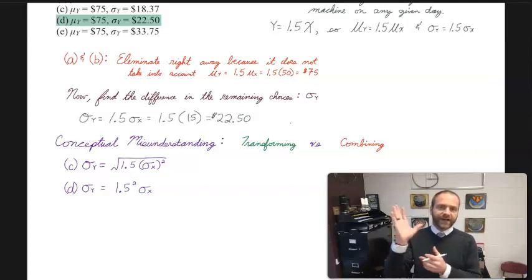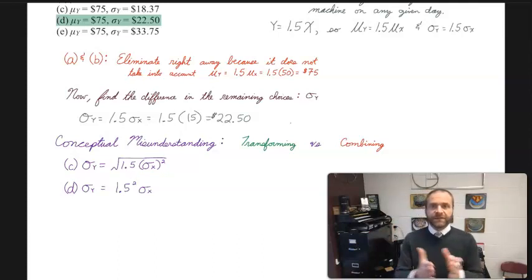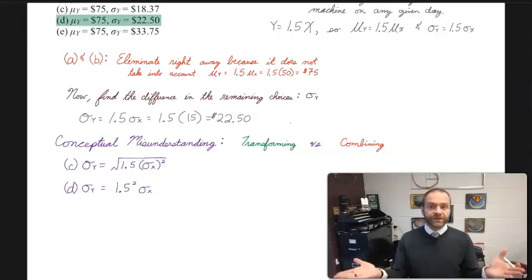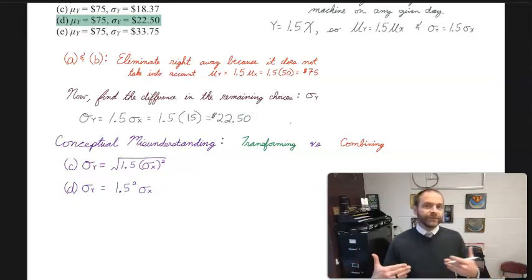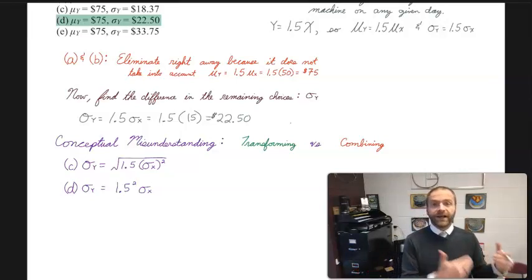And in this case, you can see I have transformation in green, because that's what's going on. Each random variable x is being multiplied by 1.5 because that is the revenue associated with the sodas. So I'm going through and doing a transformation on x. That's why you see the equation y equals 1.5x.